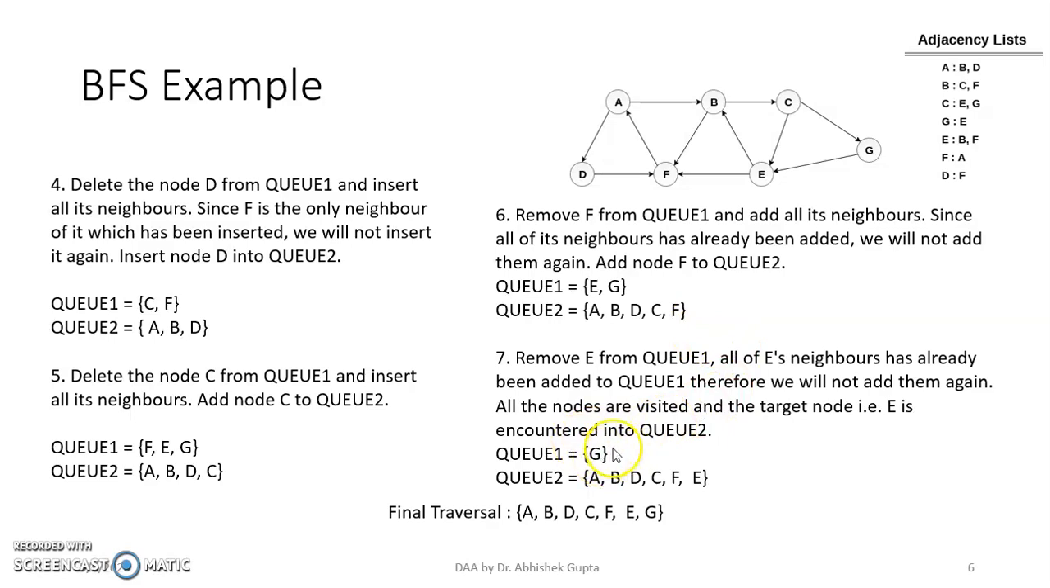Similarly for G, the adjacent is E and E already has been processed, right? So that's why we will delete G from Q1 and add it to Q2. Now this is the final traversal list. So in this way we can traverse any graph.